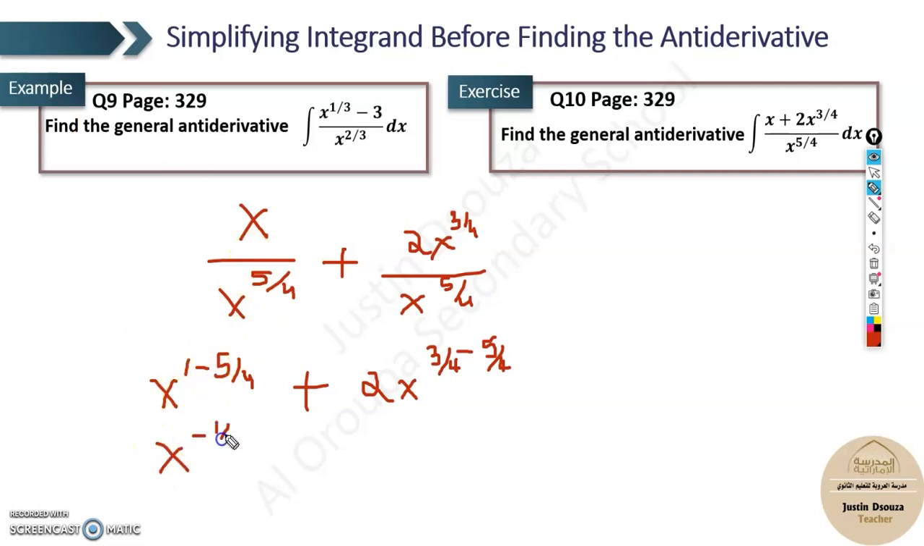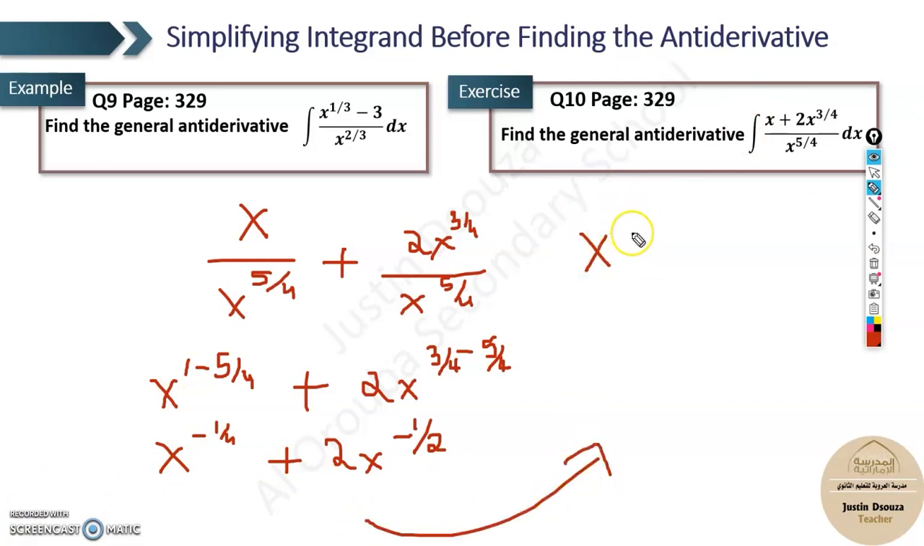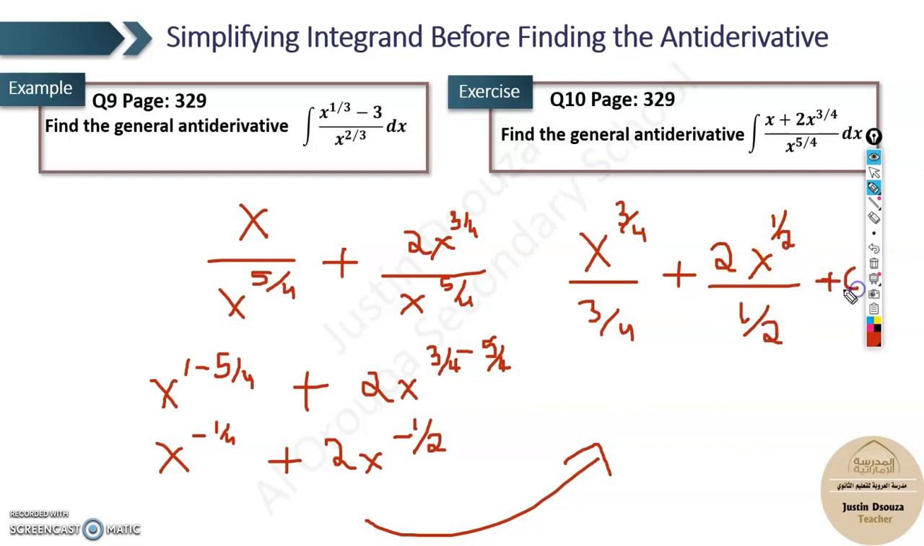This is x^(-1/4) plus 2x^(-1/2), because it's 0.75 minus 1.25 equals negative half. This is the answer. Now, it is not over. You need to integrate this. So the integration is pretty straightforward now, using the power rule. x^(-1/4) plus 1 will be positive 3/4, divided by 3/4, plus 2 is a constant, x^(-1/2) plus 1 is positive half, divided by half, plus c.